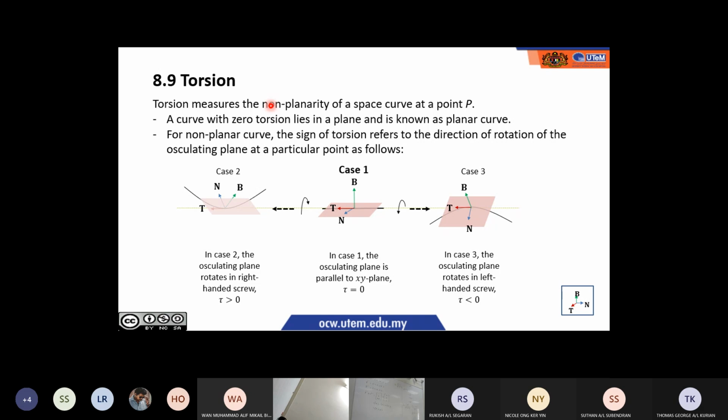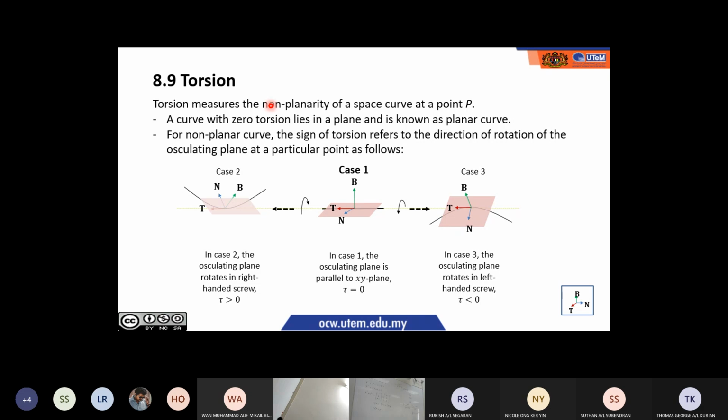So when you have a curve which is not a straight line, the value of curvature is not 0. The curvature for a straight line will always be 0 because there is no curve. The curvature measures how the curve is, the non-linearity. And torsion measures the non-planarity.